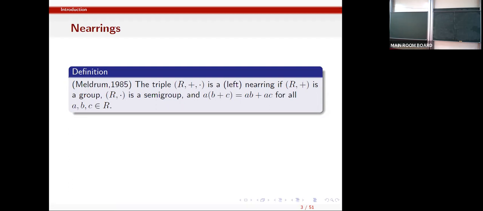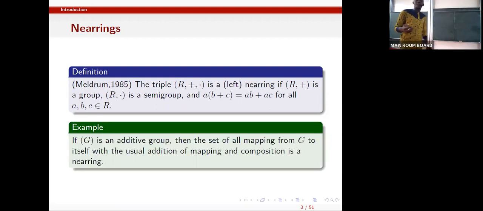A near ring is defined as a non-empty set R with two binary operations, such that R with addition is a group. Everyone knows what a group is. R with multiplication is a semigroup, meaning closure and associativity. And then we have only one distributive law. Here we call it a left near ring. We could also define a right near ring, where the other distributive law is omitted.